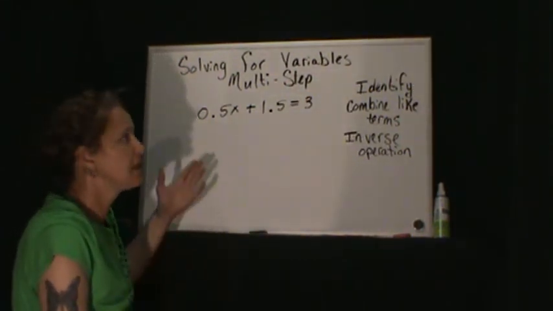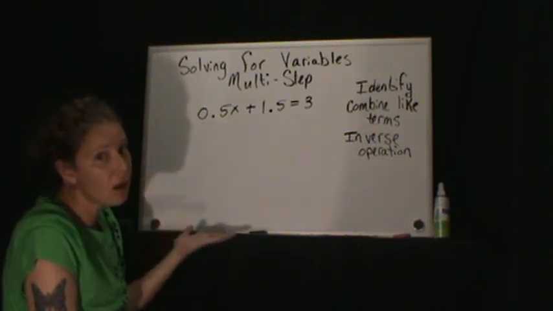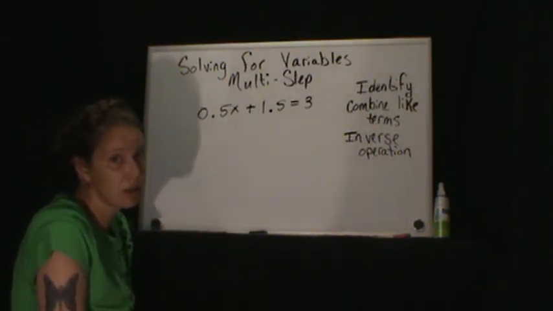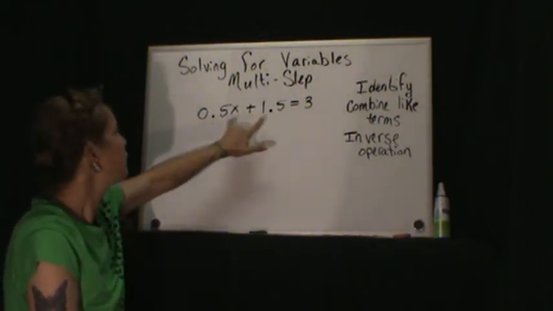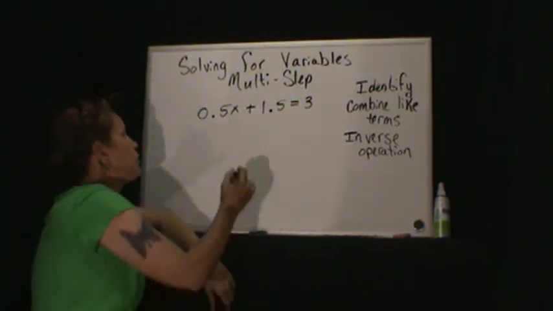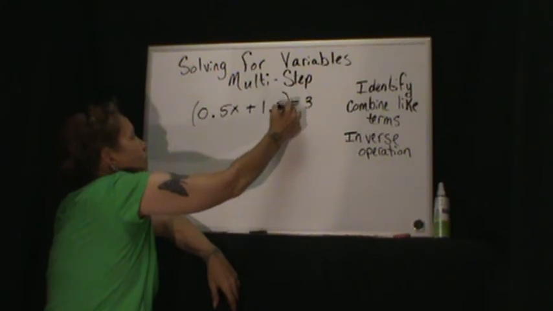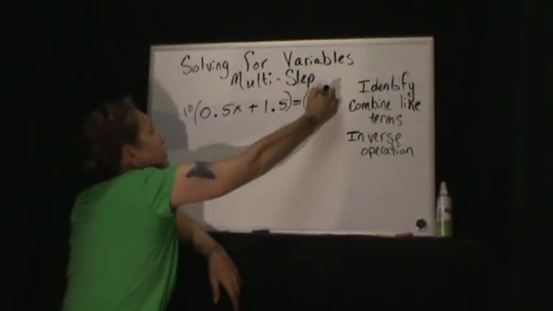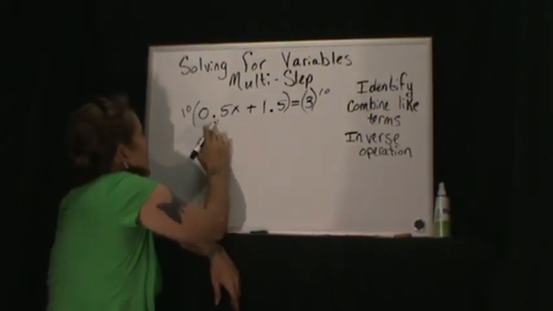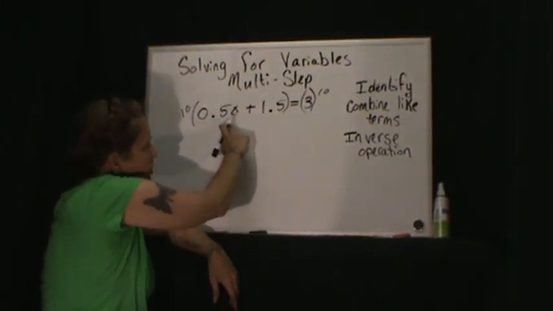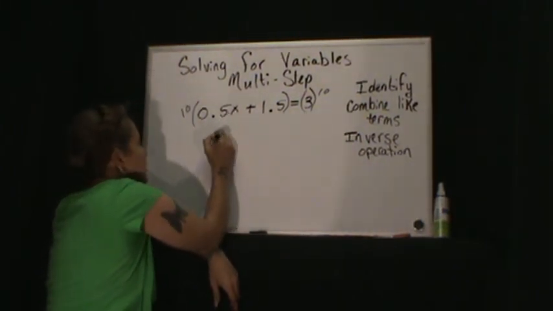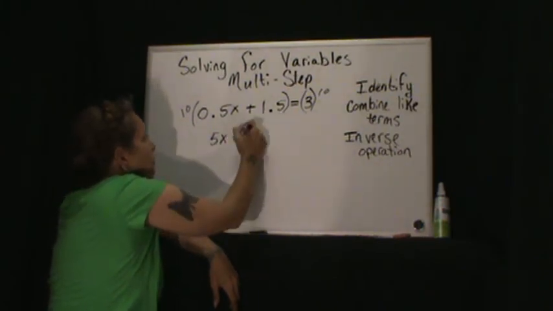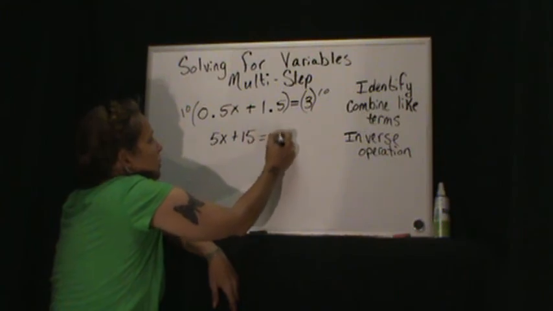In this one we have decimals. We could solve this leaving the decimals in there, but it's easier to get rid of the decimals if you can. So these are both to the 10th place, so we multiply both sides of the equal sign by 10. And that essentially moves your decimal one place to the right. So this becomes 5x, 15, and 30.